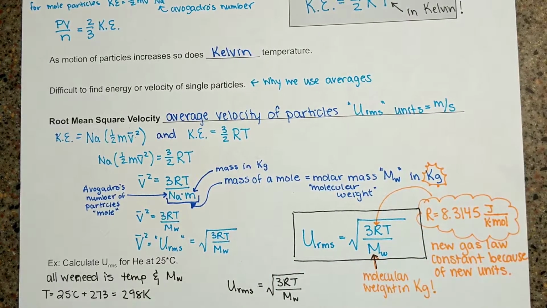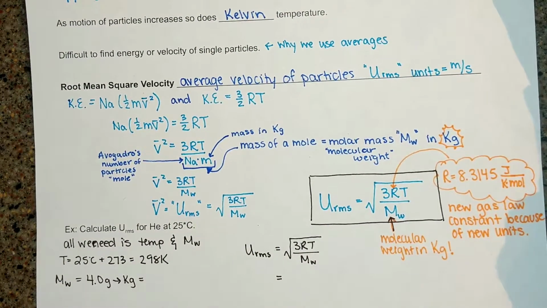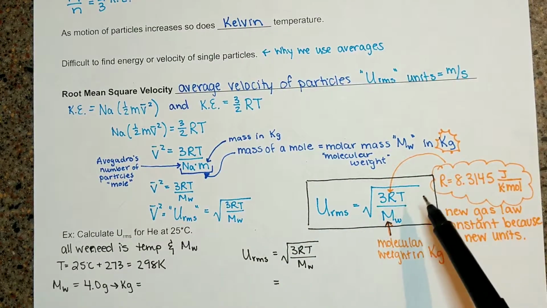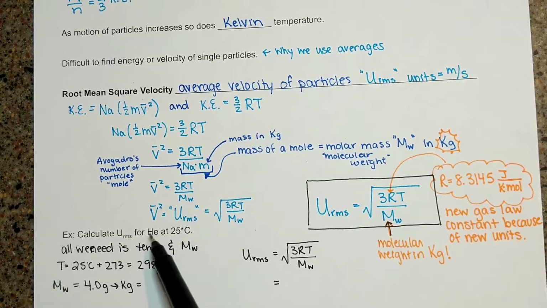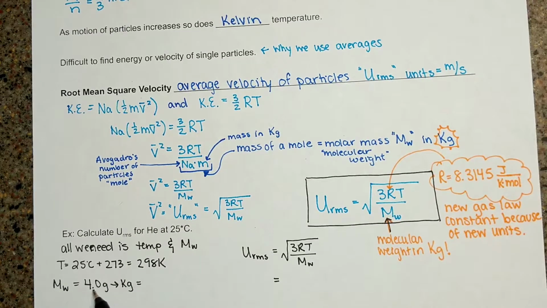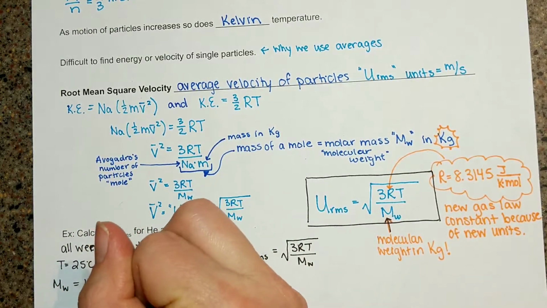Okay. So if we do an example, we want to calculate the root mean squared velocity of helium at 25 degrees Celsius. So the great thing about this equation is the only things that are going to change are temperature and the molecular weight, and that's based on whichever gas we have. So all we need is temperature and molecular weight. Our temperature of 25 degrees Celsius, we need to put into Kelvin, so that's 298 Kelvin. And then my molecular weight for helium is 4 grams per mole. But I need to get that in kilograms per mole.